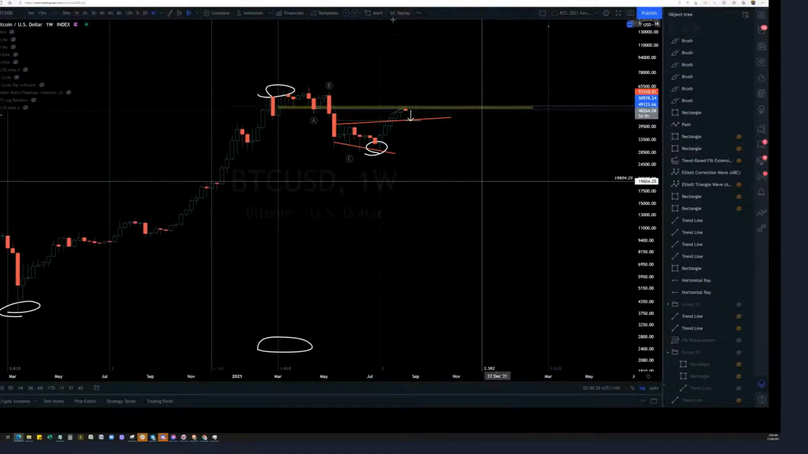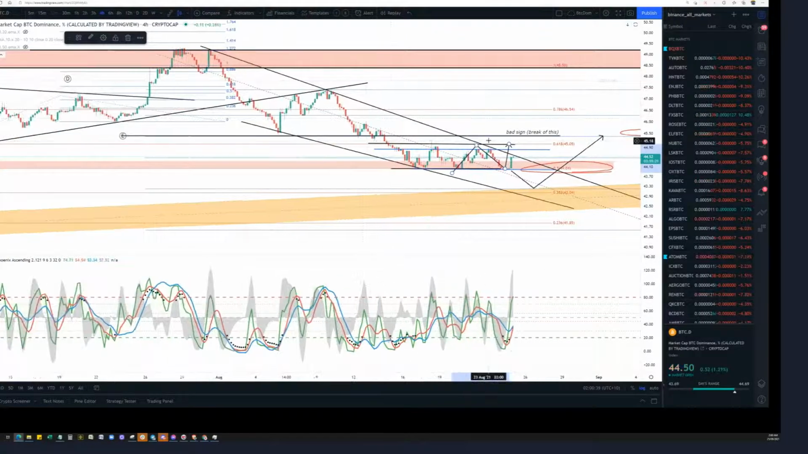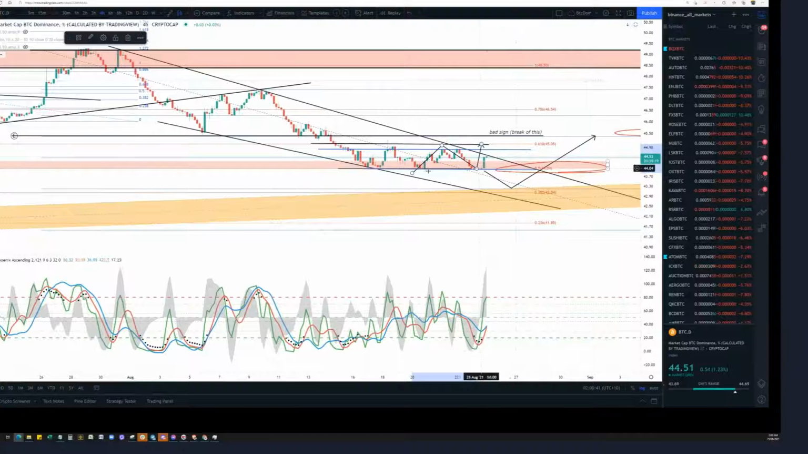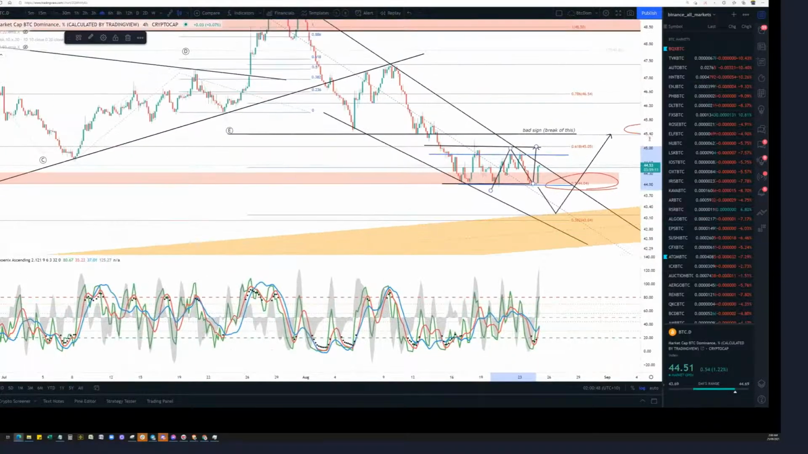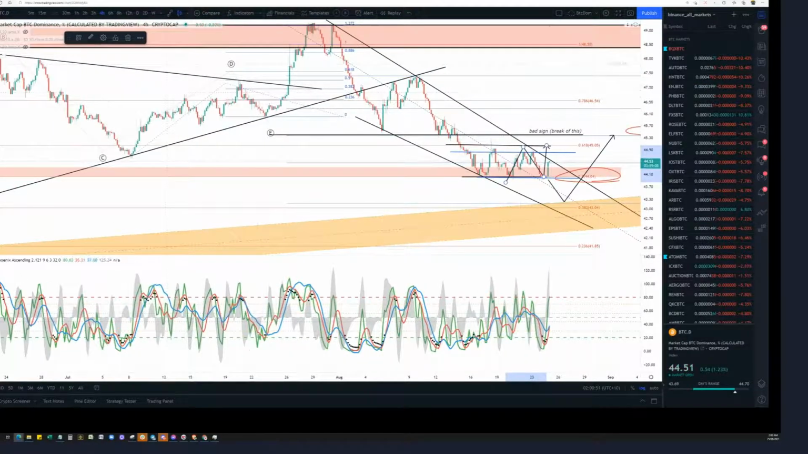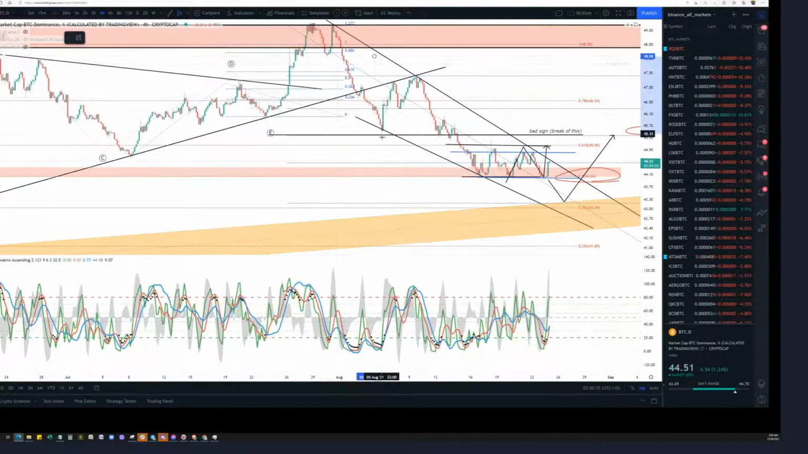Now let's look at Bitcoin dominance. There you go. So you can see we've got a strong response at this level. So my theory is this could be a nasty move. So if this is my A, B, C, D, E, it can be. Let me just bring that out.